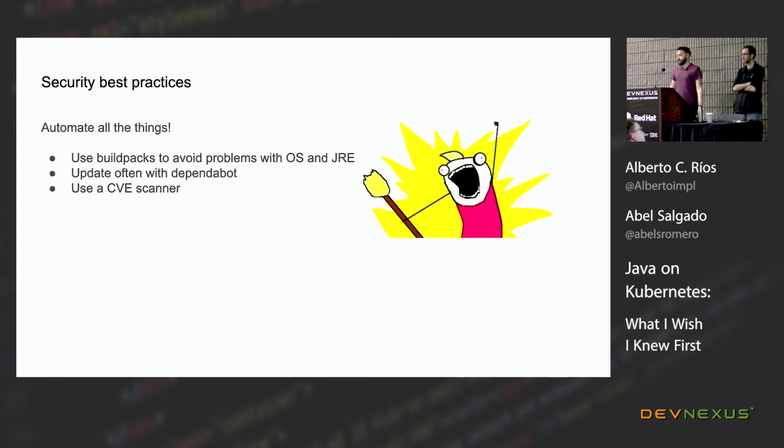So this is the summary for this section. Use buildpacks, and then you get OS and JRE problems fixed for free. Update very often with Dependabot, not only for the CVEs that are out today, but for the ones that are going to come, and to be on the latest patch available. And please just use a CVE scanner. You will be surprised how many dependencies are vulnerable every single day. Okay. Any questions?